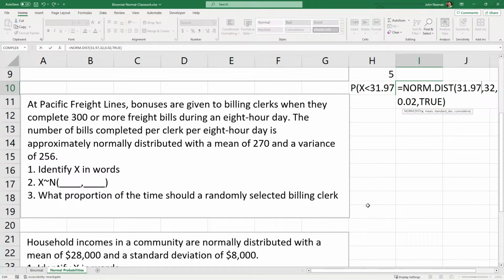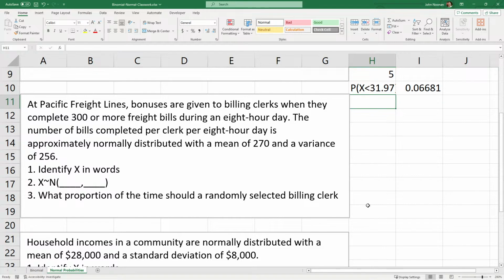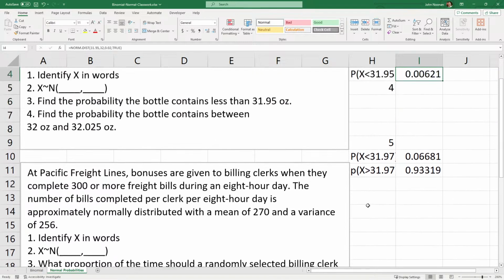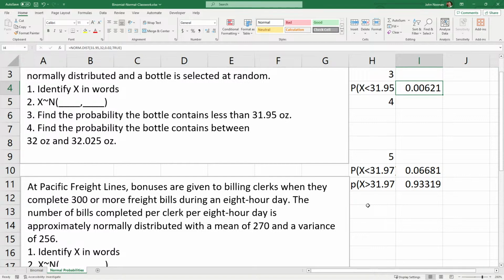So start off with that. And then to get the probability that x is greater than 31.97, you just subtract the previous number: equals 1 minus the previous number. So you do 1 or 100% minus this answer. Oops, why do I have a parenthesis? I don't know. So that should be it. Why does this look wrong to me? 31.97. No, that's about right. I see. That's so low. Yeah, so that's the number you should get.